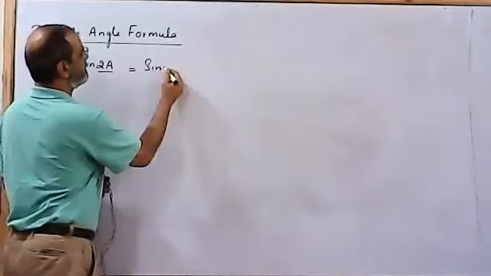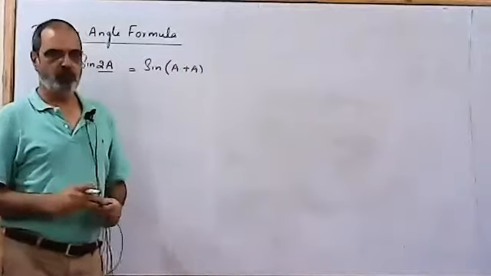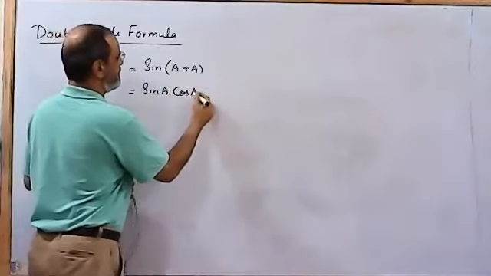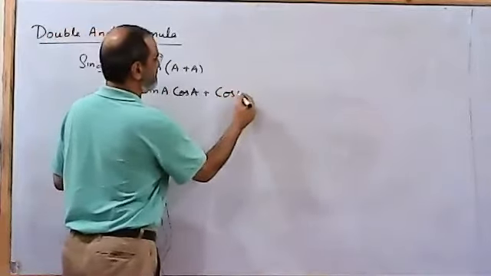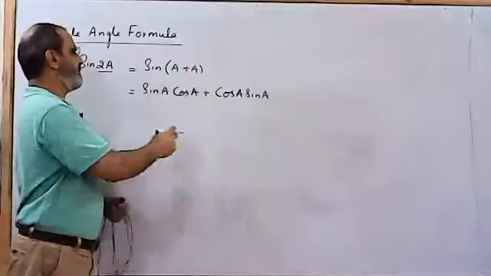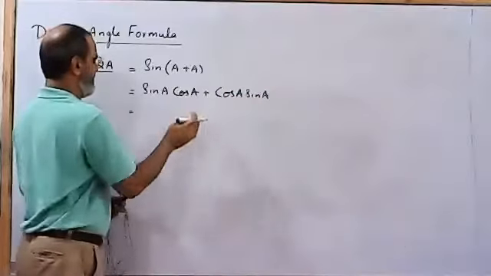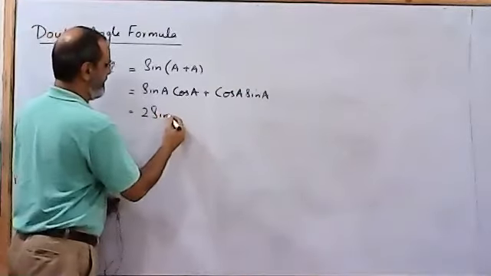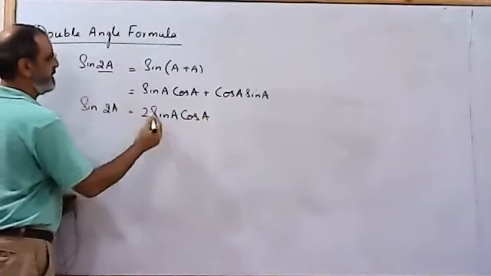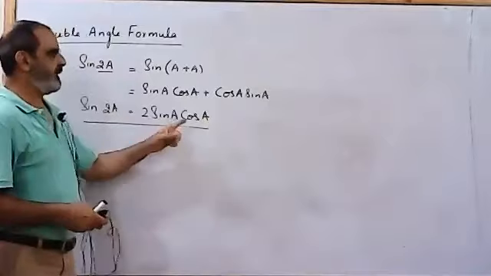I can write it as, so 2A is replaced by A plus A. If I use the compound angle formula for sine of A plus A, that will be sine A cos A plus cos A sine A. Both these expressions are the same, so I can add them as 2 sine A cos A. So it is the formula for the double angle: sine 2A is equal to 2 sine A cos A.